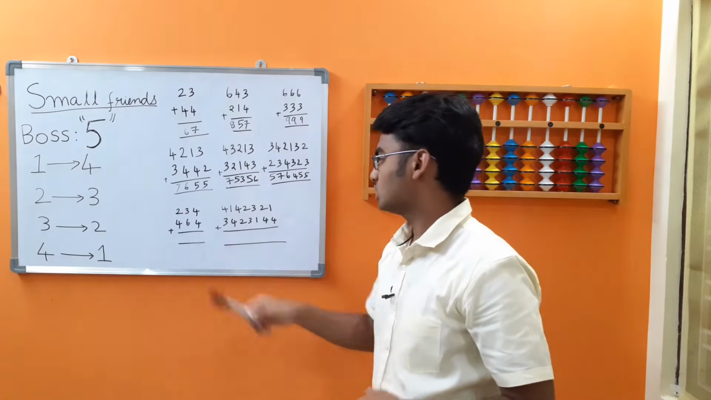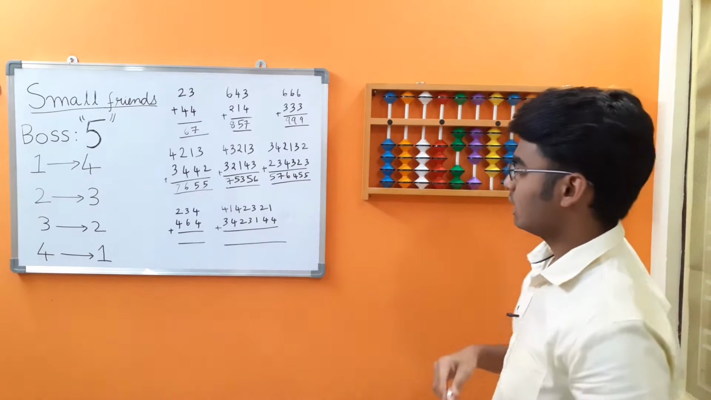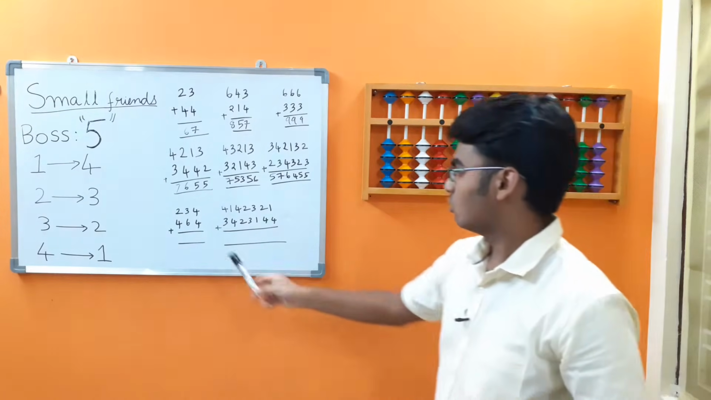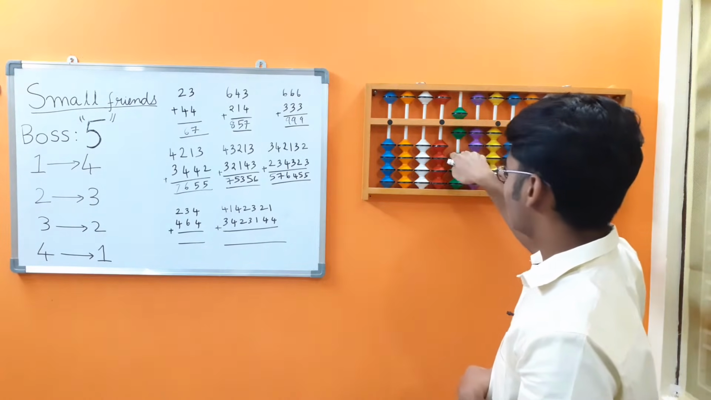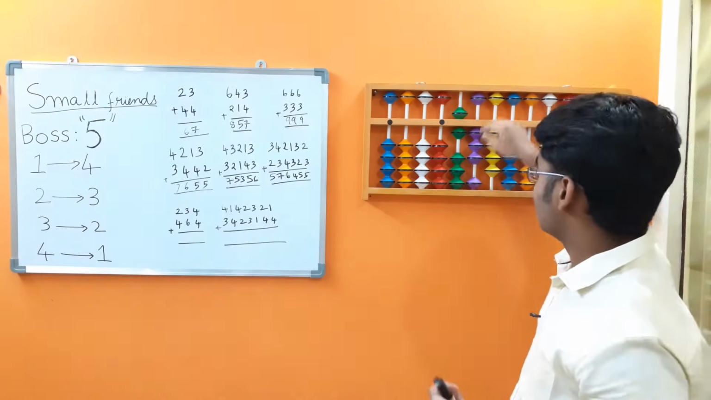234 plus 464. As usual, let's go one number by one number. 4. 4's friend is 1. Add the boss 5, less the friend 1. 6. Okay, here we can add 6 directly.